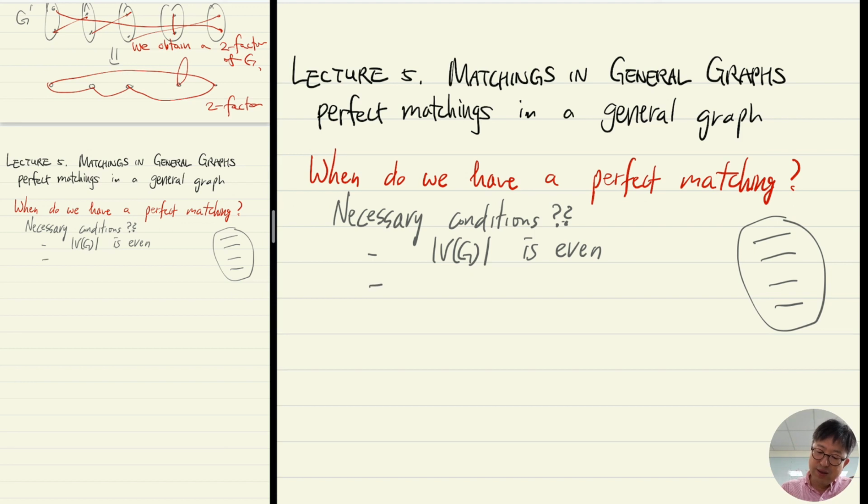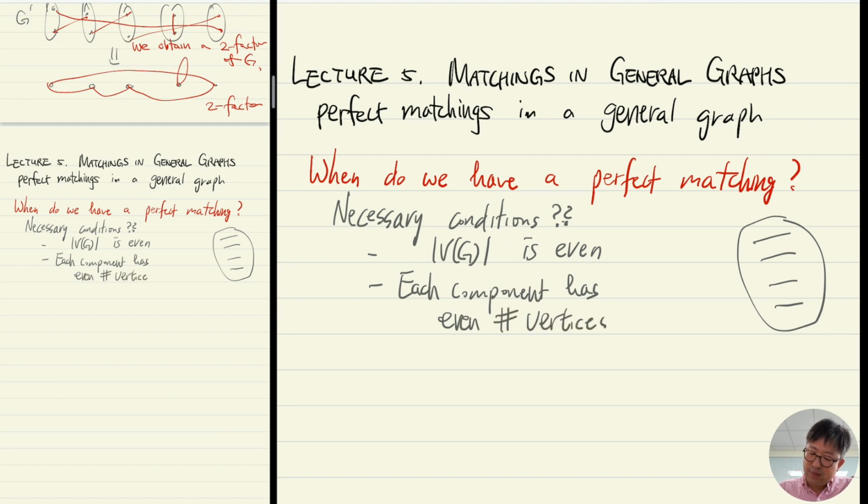Well, actually, some of you may have thought about this. Each component has an even number of vertices. Because if you do have a perfect matching, then every component has a perfect matching, and so every component must have an even number of vertices. Sure. But is that enough? Of course, that's not enough. What else can you say?